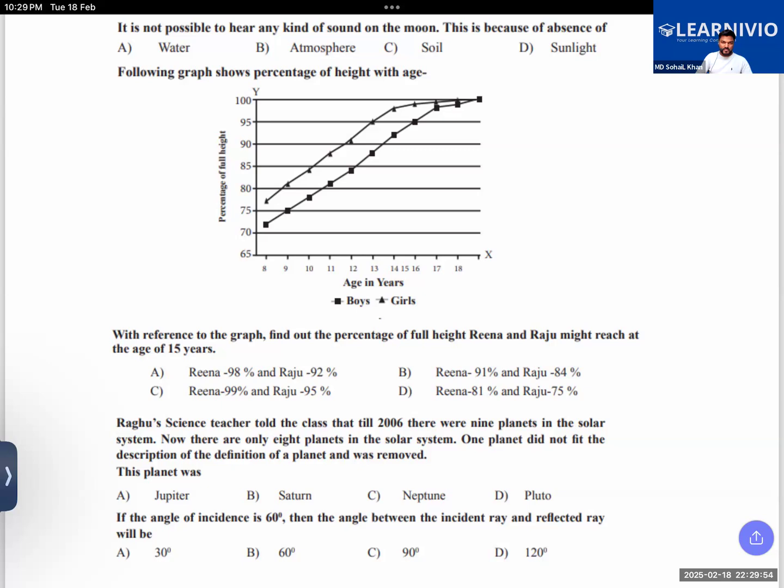Okay. Sir, can you tell the question again? Yes, the question was that the present height of an 11-year-old girl is 130 centimeter. What will be her approximate height at the end of her growth period? What is the percentage of full height at this age? 88%.